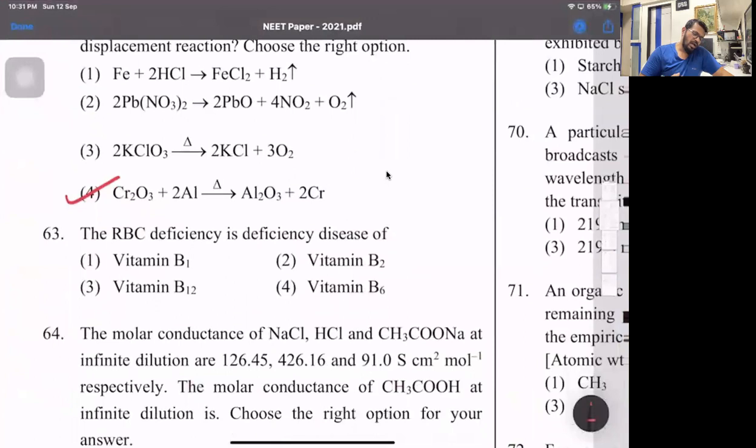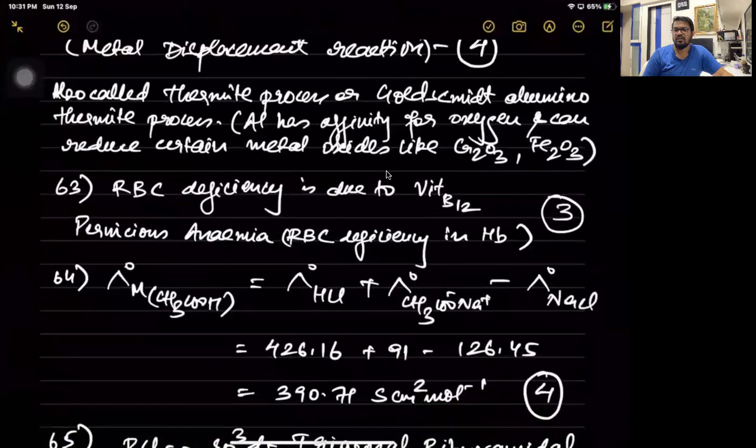Then 63, RBC deficiency. Is this clear? That's the anemic part. That is because of vitamin B12. So 63 is 3 over there. That's in the biomolecules part of vitamins. That is due to vitamin B12, called pernicious anemia. That is the RBC deficiency in hemoglobin. So 63 is the third one.